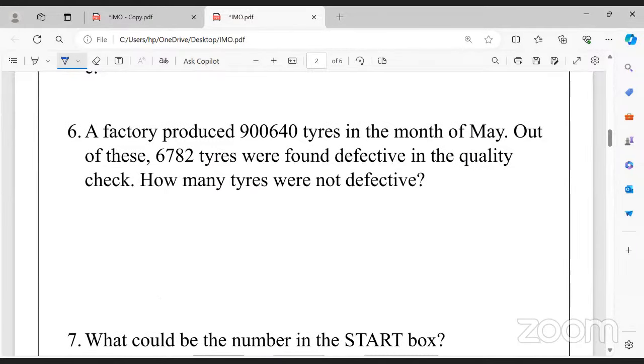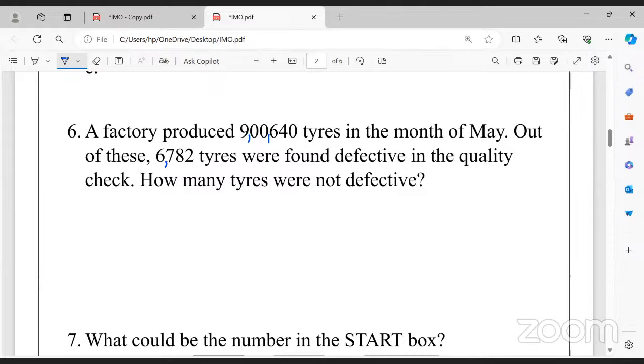A factory produced these many tires. See, even in the exam, students, you should always insert commas, okay? Because it is easy for you to read. A factory produced these many tires in the month of May. Out of these, 6,782 tires were found defective in the quality check. How many tires were found non-defective?